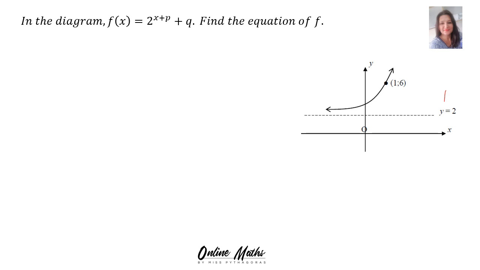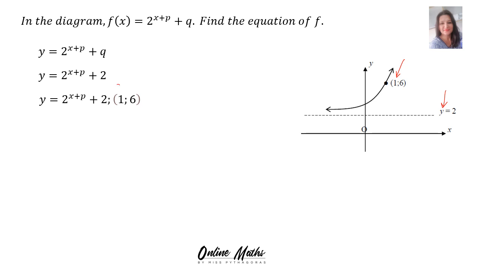Again, y is equal to 2 is your horizontal asymptote. That will be q's value. And then there's this other point given, the point (1, 6). Therefore, in the equation y is equal to 2 to the x plus b plus q, in q's place, that's the horizontal asymptote, we substitute plus 2. Then we are looking for a value for p, and this is where this other point comes in.